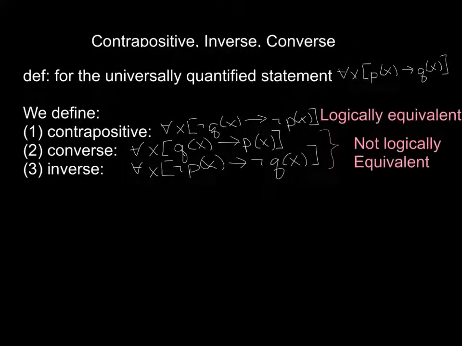The contrapositive statement is logically equivalent to the original statement. So in other words, the contrapositive, not q of x implies not p of x, is true exactly when p of x implies q of x is true. They have the same truth table evaluations. The converse and inverse are not logically equivalent to the original statement.